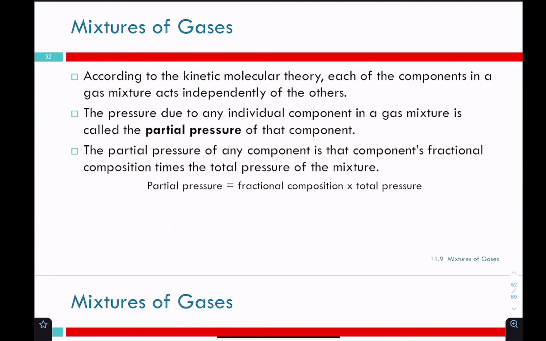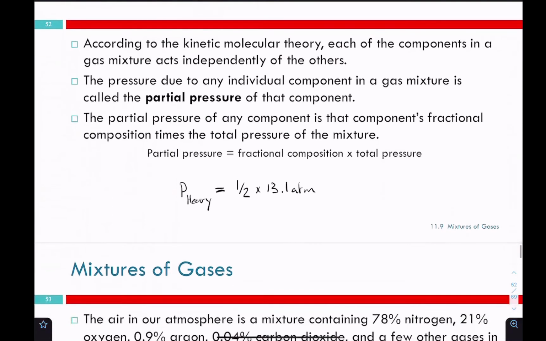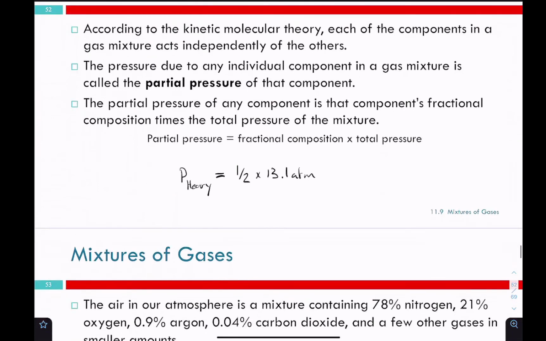The partial pressure of any component is the component's fractional composition, so what fraction of the particles are what type. In that example, the partial pressure of the heavy particles would be equal to 1/2 times whatever the total pressure is. I think when we had them in there, it was like 13.1 atmospheres. Or 1/2 is also the same as 0.5, which if you multiply by 100, that's 50%. So there's a relationship between the fractional composition and the percent composition.